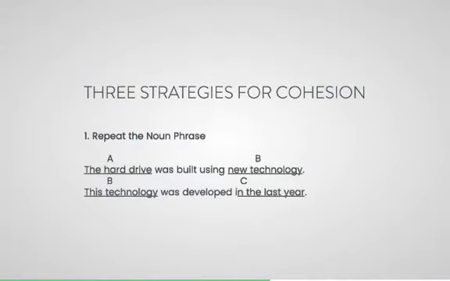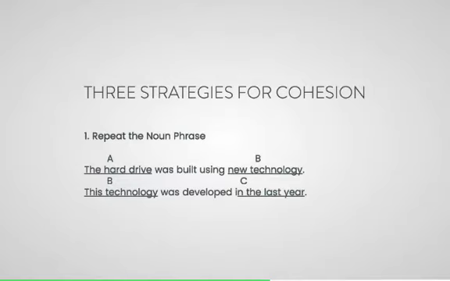So real quickly, 3 strategies for cohesion. How can we achieve this? The first is repeating the noun phrase. So in this example, we've got a sentence. The first sentence reads, the hard drive was built using new technology. We just repeat that word technology. This technology was developed in the last year. And that's an A, B, B, C pattern.